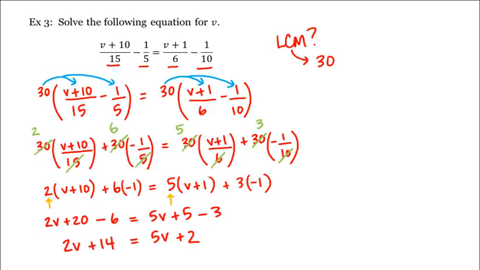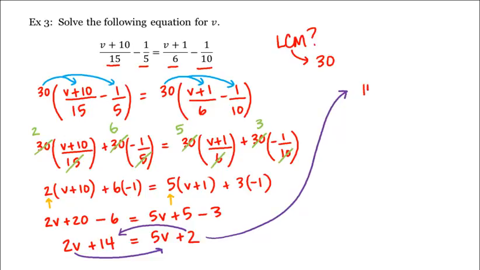And now we'll bring all the variables to one side and the numbers to the other. If we bring the 2v to the right and the 2 to the left, if you remember from the first example, then we can eliminate working with the negative coefficient of v. That is, we have the following: 14 minus 2 is equal to 5v minus 2v, or 12 is equal to 3v, and dividing both sides by 3 gives us our answer of v is equal to 4.